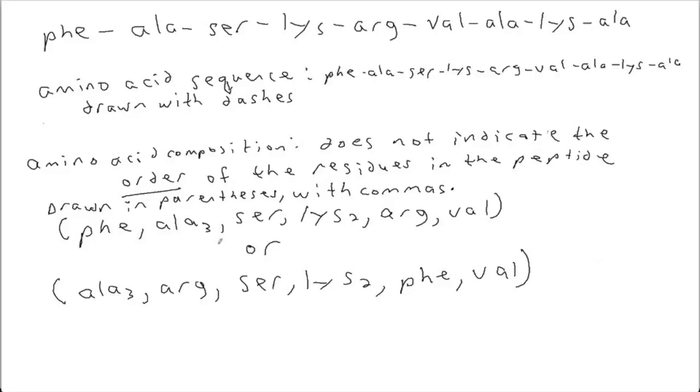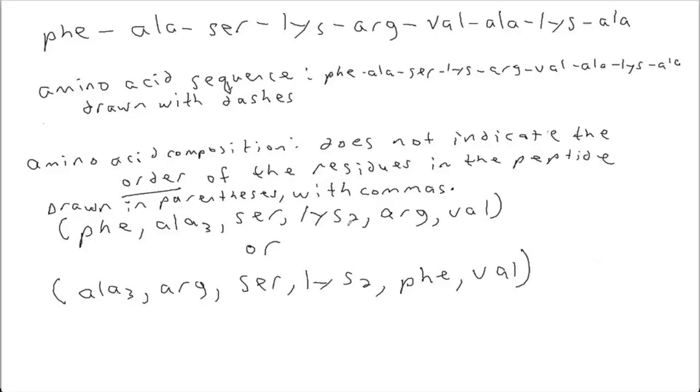The point I was trying to make is, do you agree this is the composition for this peptide? I was trying to write down the composition of this particular peptide. So why did I write Ala sub 3? There are three alanines in that. Why did I write Lys sub 2? Two lysines, right. Two lysines in the entire peptide chain. So when you write composition, it's often written with subscripts, just to save space when an amino acid appears more than once.